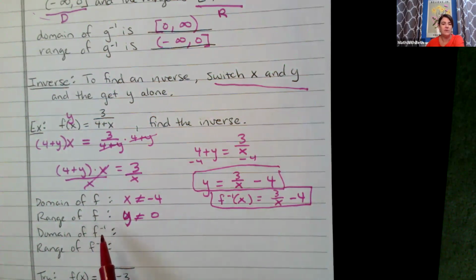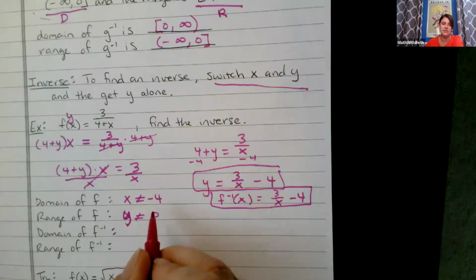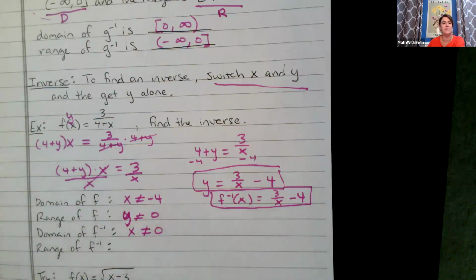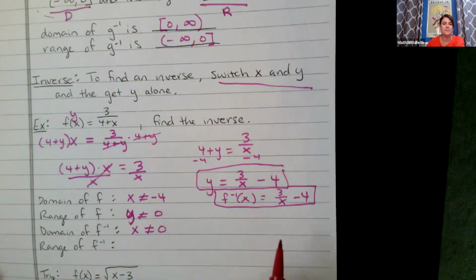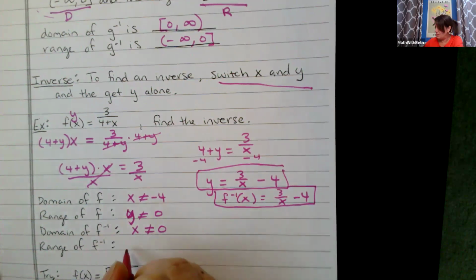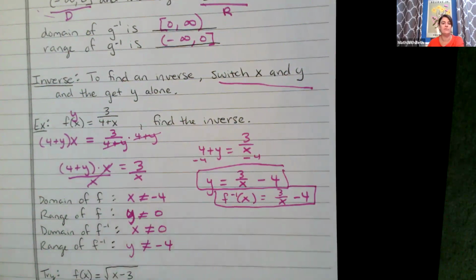So what is the domain of the new one? Well, I could look over here and figure it out, or I could be lazy and just know the domain of the inverse is going to be the same as the range of the original. Because it's domain, I'm going to say x, but it's going to be x does not equal 0. And the range of the inverse will be the same as the domain. Just make sure you use y. So domain and range switch for the inverse.